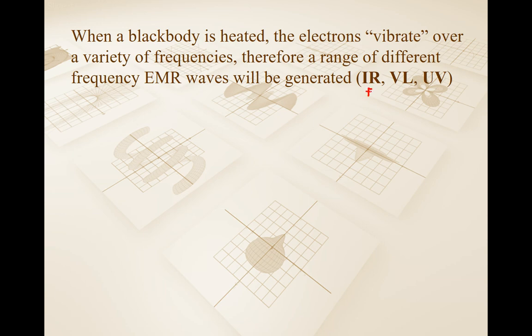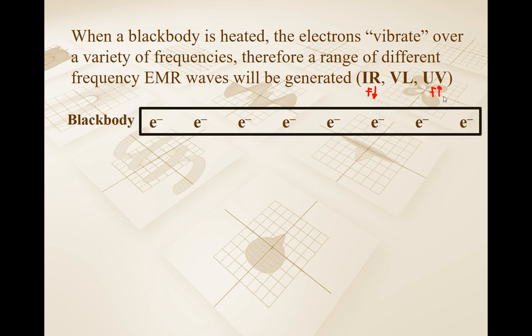So infrared radiation would have a lower frequency, and UV radiation would have a higher frequency to it. So there's going to be a wide range of electromagnetic waves that are going to be emitted. Okay, let's pretend that our black body is just this rectangle, and this rectangle consists of 8 electrons, just to simplify the idea of what a black body looks like.